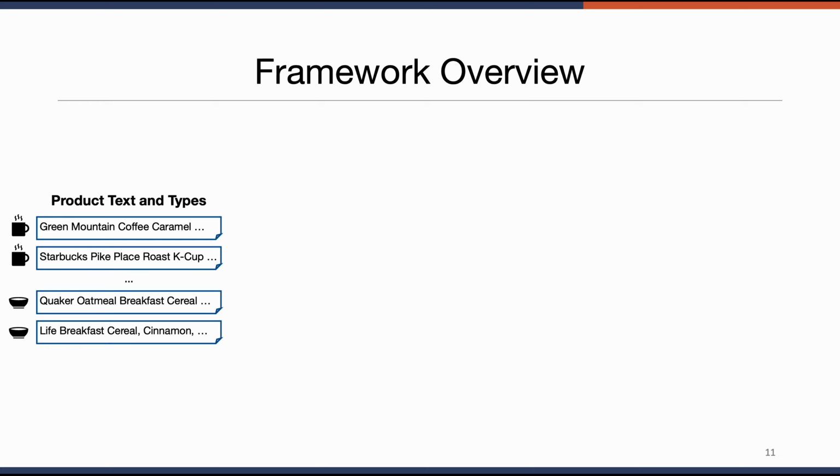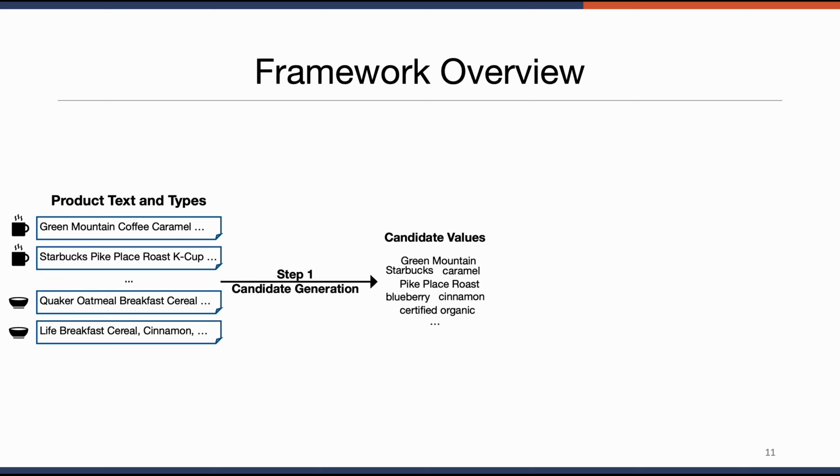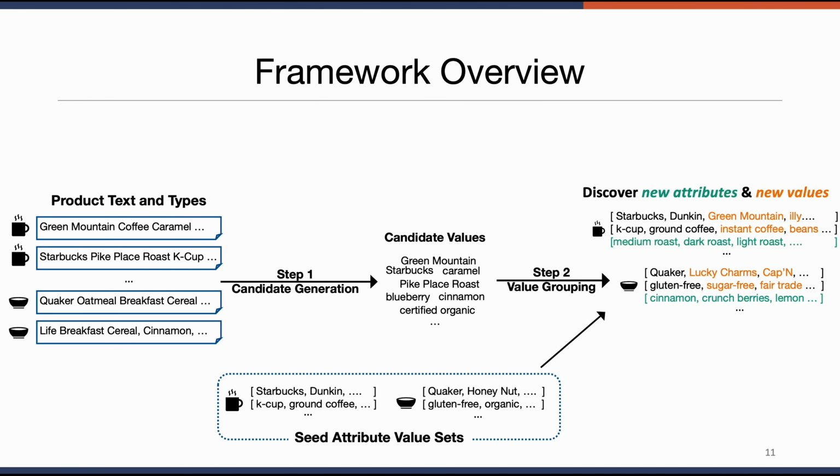Here's an overview of our framework. There are 2 steps in our framework. In the first step, we take the product text, also types, and we generate a set of candidate attribute values from the raw text. In our second step, we take those candidate attribute values, as well as our weak supervision, and we group those candidate values into clusters of attributes. And our second step is an iterative process.